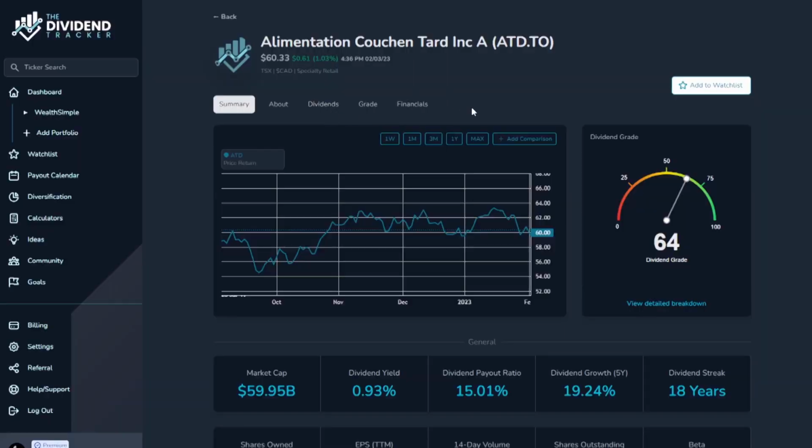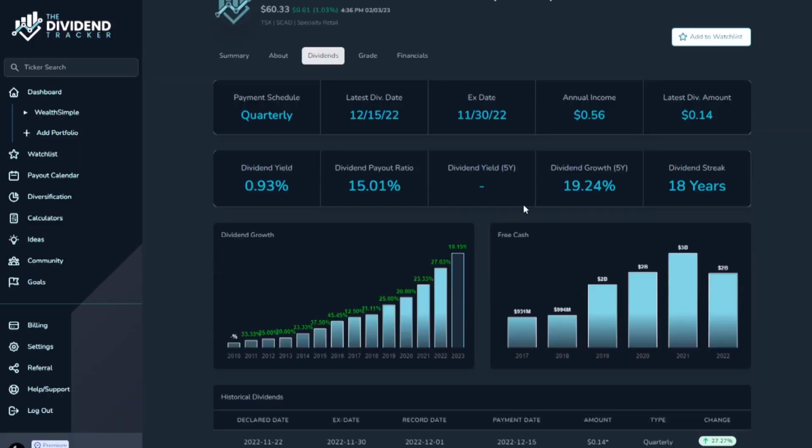So if we look at Alimentation Couche-Tard in the dividends tab here, we can see all of the dividend payouts from the previous 13 years going back to 2010. Despite having a low yield of about 0.9%, they have a dividend growth rate of about 19.2% with a dividend streak of 18 years in a row. The current annual income is sitting at 56 cents and they pay quarterly dividends.